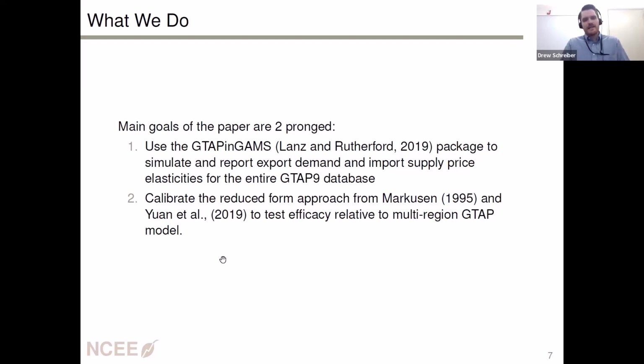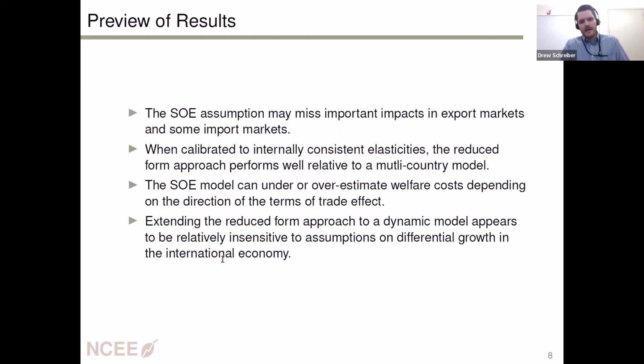And then secondly, take a reduced form approach from the literature. We take one from Jim Markusen that's later adopted by the MIT USREP model to test the efficacy relative to a multi-regional GTAP model. And just as a preview of results in the paper, we find that the SOE assumption may miss important impacts in export markets and potentially some import markets.